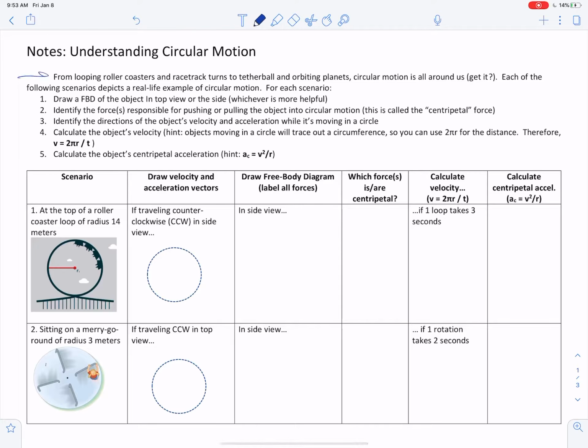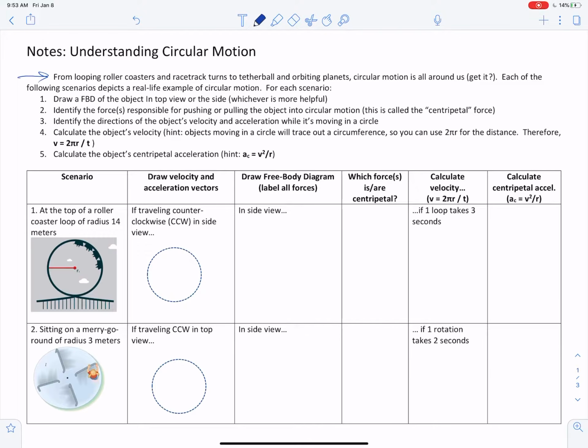So taking a look at the top here, from looping roller coasters and racetrack turns to tetherball and orbiting planets, circular motion is all around us. That's a bad joke. Each of the following scenarios depicts a real-life example of circular motion. So for each scenario, I want you to do 5 things.